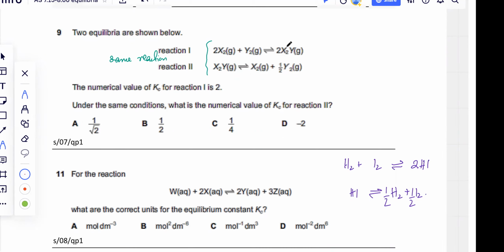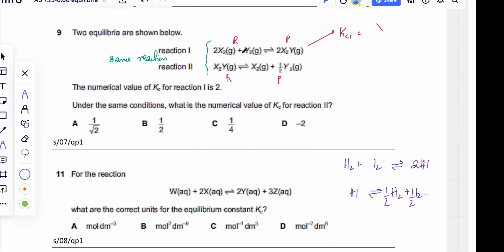But the thing is that Kc depends on what's in the products and what's in the reactants, and how the equation is balanced, because the coefficient becomes the exponent. So there's going to be a relationship between the Kc values, but the Kc value is not going to be exactly the same, because in the second one the product and the reactant are taken differently. So if I write the Kc expression for reaction number one, I'm going to call it Kc1.